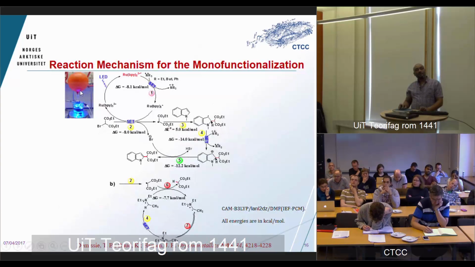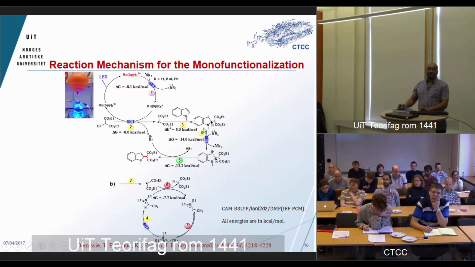What is going on is that the ruthenium photocatalyst absorbs light, as I have explained in the previous slides, and then single electron transfer makes ruthenium 1, and the ruthenium 1 will undergo single electron transfer to the bromomalonate. Then the bromomalonate generates a malonyl radical like this one, and the malonyl radical attacks the 1-methyl indole, generating the radical intermediate.